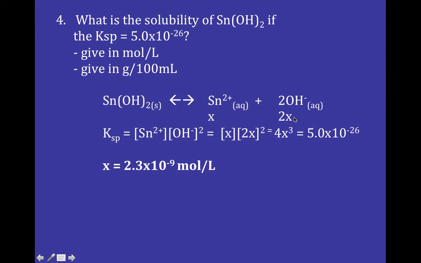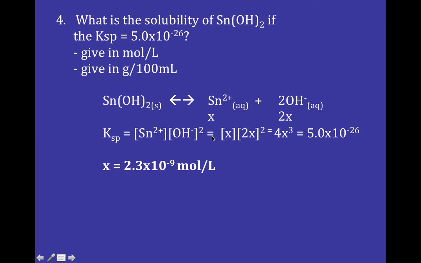We have our x and 2x, and by now, hopefully you're getting used to this, when you have this 1 to 2 ratio, it always comes out as 4x cubed. Now we're told that 4x cubed equals 5.0 times 10 to the minus 26. So what we have to do is first divide this by 4 and then take the cube root. When we take the cube root, we now have our solubility in moles per liter, so we've answered the first question there.